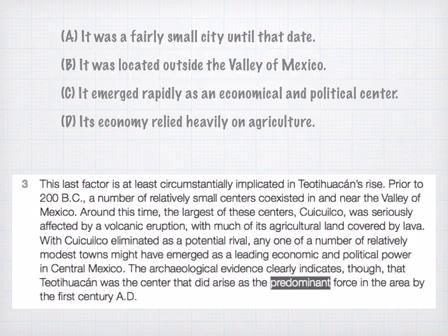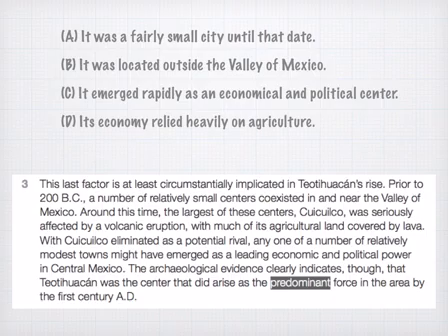If we have a look at the sentence, Quilquilco was seriously affected by a volcanic eruption, with much of its agricultural land covered by lava, with Quilquilco eliminated as a potential rival. So the next sentence starts off with the fact that the agricultural land was covered by lava, and that meant that Quilquilco was eliminated as a potential rival in terms of economic and political power. We can confidently say that the answer is D, which is inferred here by using the two sentences together.